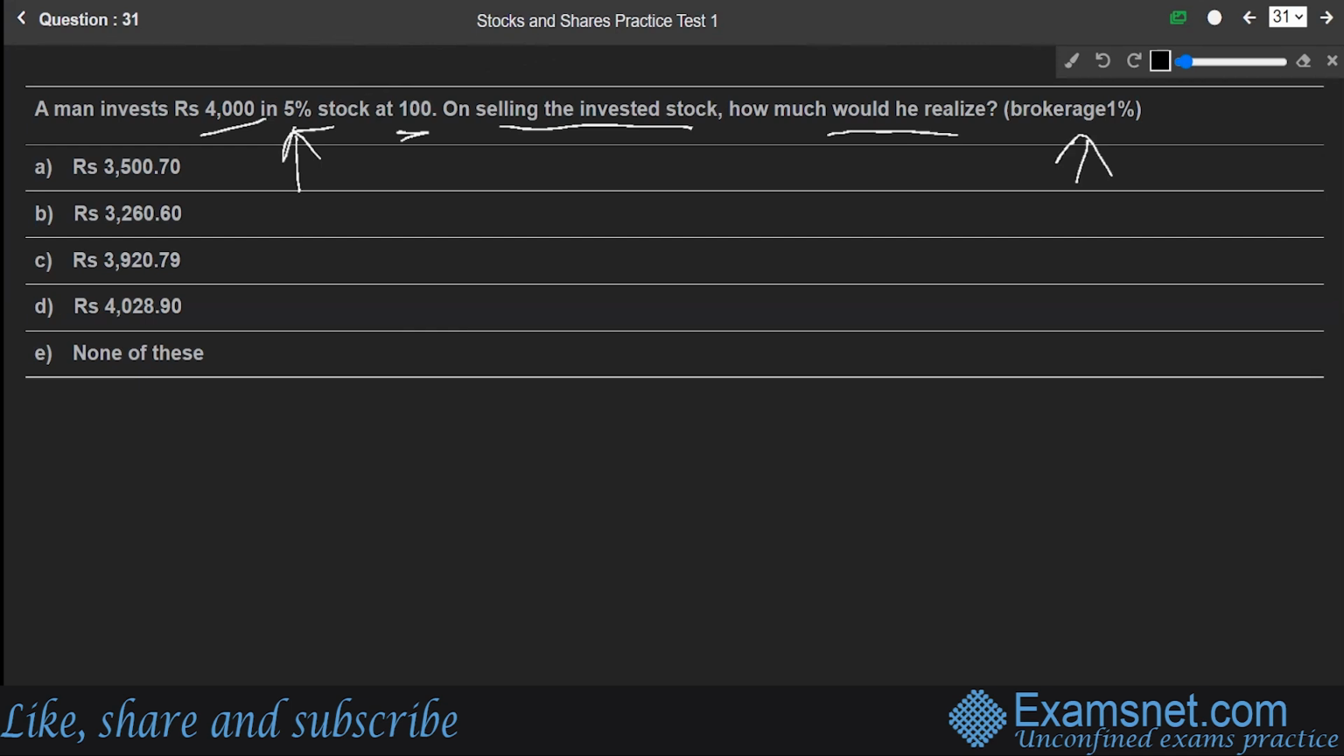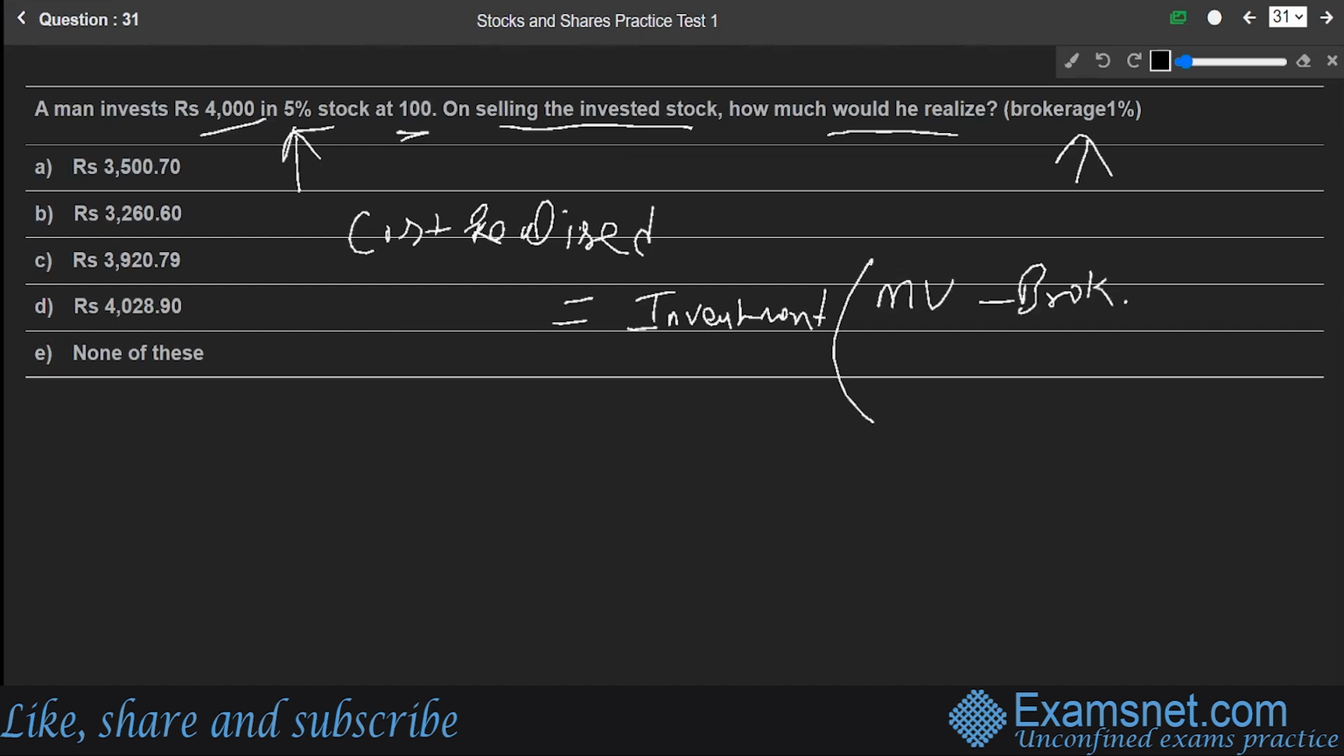Brokerage being 1%. For the cost of realization, we have a direct formula, so let us use that. The formula says: investment multiplied by market value minus brokerage, divided by market value plus brokerage. This is the formula for the cost being realized when the brokerage value is given, and the market value and the investment are separately given.